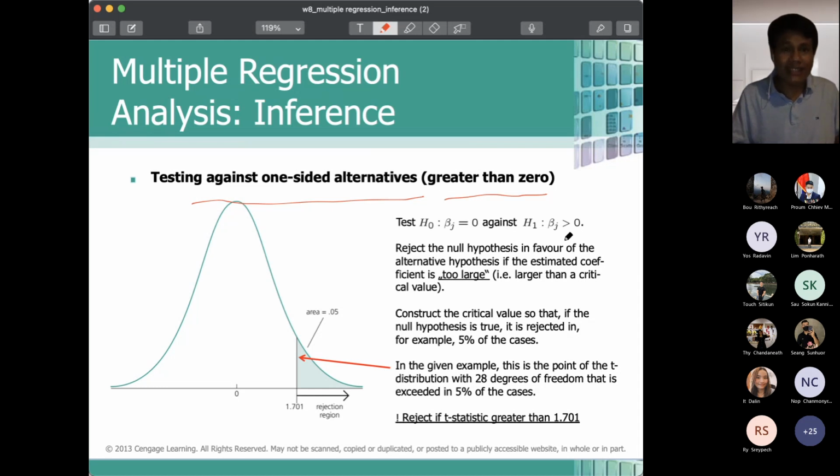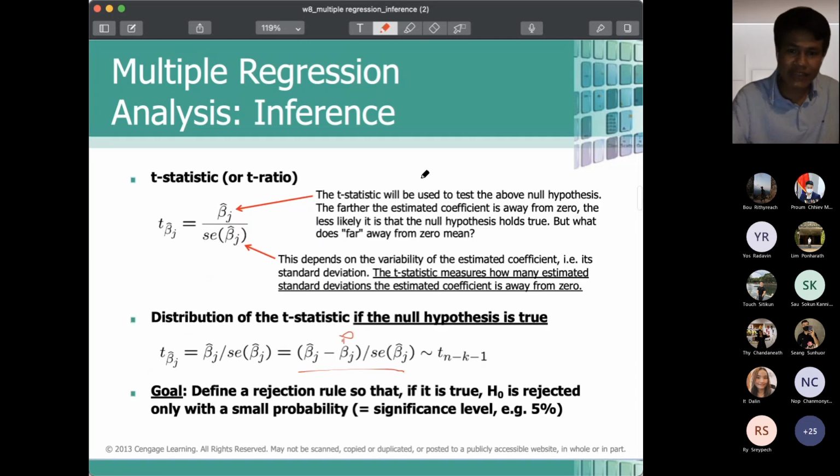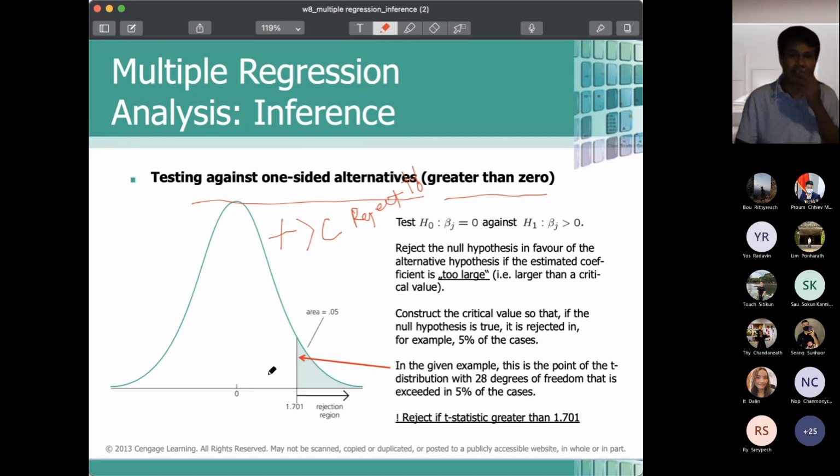In this case, we only reject the null hypothesis if the t value that we construct from the earlier equation is bigger than the critical value. Only if t is higher than c, we reject the null hypothesis. So we reject H0 if t is bigger than c. What is t? t is from this equation: delta j hat divided by the standard error of delta j hat. How about the critical value? We will discuss it later.